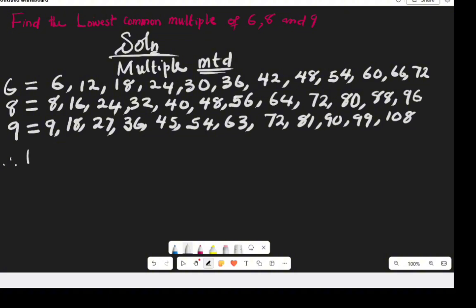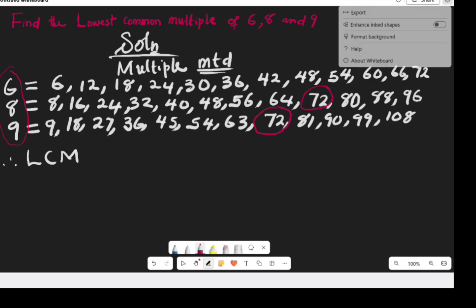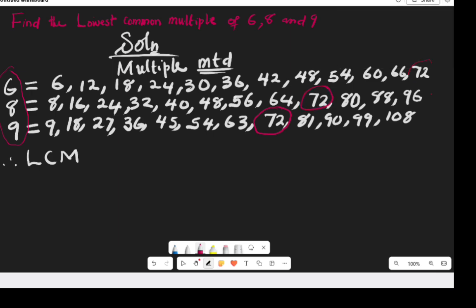Therefore, for the LCM of these 3 numbers, we look for the common numbers that appear in the three lines. We have 72 appearing in the 9 line, 72 appearing in the 8 line, and 72 appearing in the 6 line. Therefore, the LCM is the lowest common multiple that appears in the 3 lines, which is equal to 72.